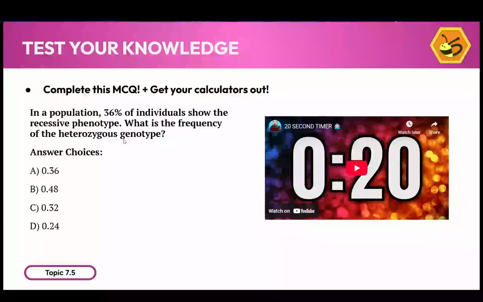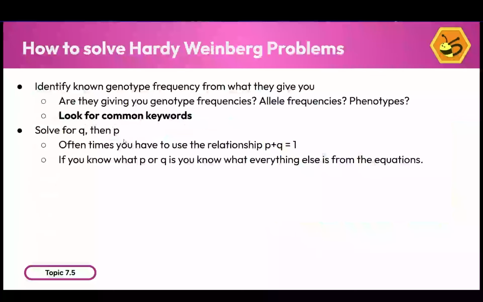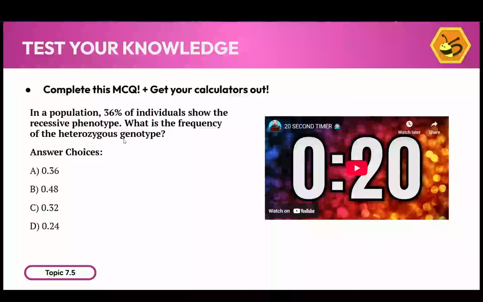Hopefully, if you have your calculators, you can solve this. In a population, 36% of the individuals show the recessive phenotype, and what is the frequency of the heterozygous genotype? As a hint, the keyword here is recessive phenotype, and again, back to the question, why do you always solve for Q before P? Answer choices: A is 0.36, B is 0.48, C is 0.32, D is 0.24.